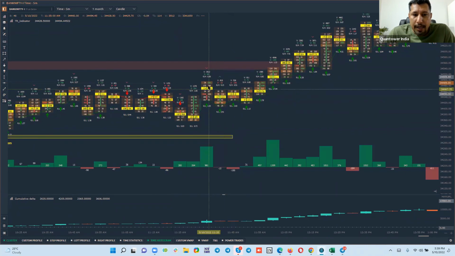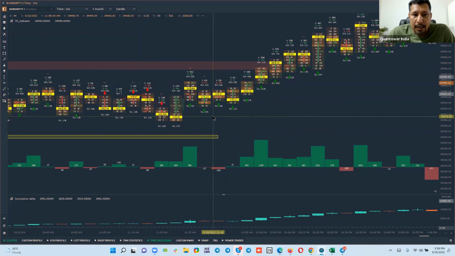Thereafter, again, there was another setup out here where you saw 0.36 as the ratio here, with a negative delta. Again, you could have gone short on this particular trade. Again, this would have hit the stop loss.